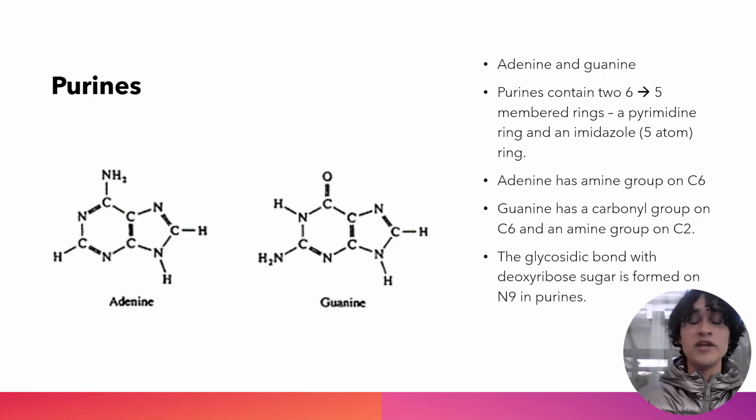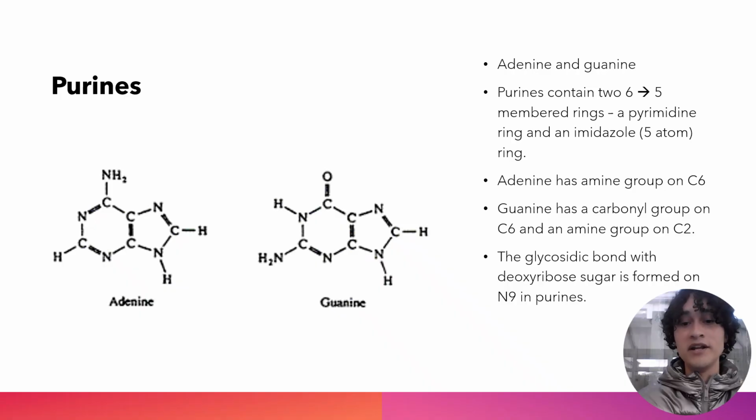So in the sense that we can compare, they're both heterocyclic rings. They both have a 6-membered pyrimidine ring and a 5-membered imidazole ring. Both rings are heterocyclic. They both have an amine functional group. However, the amine functional group is located on different carbons respectively. In adenine, it's on the 6th carbon, and in guanine, it's located on the 2nd carbon.